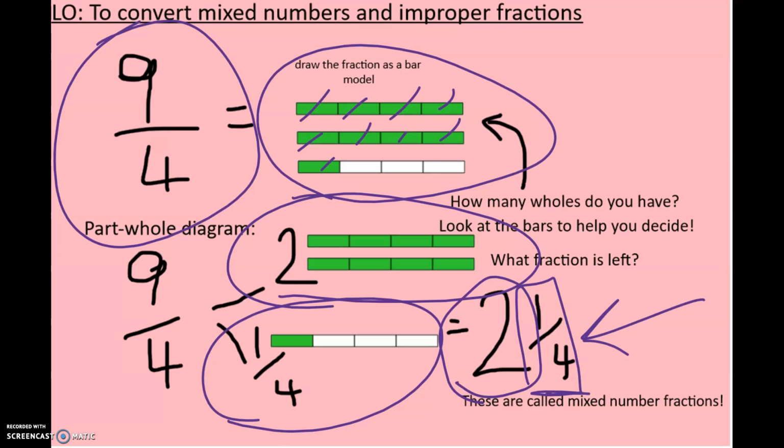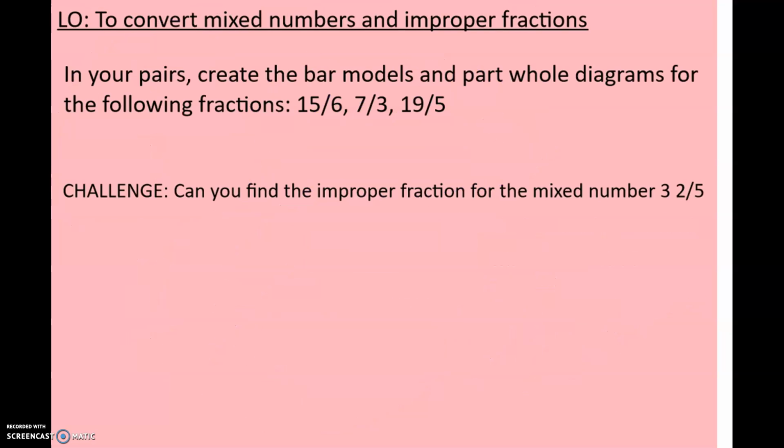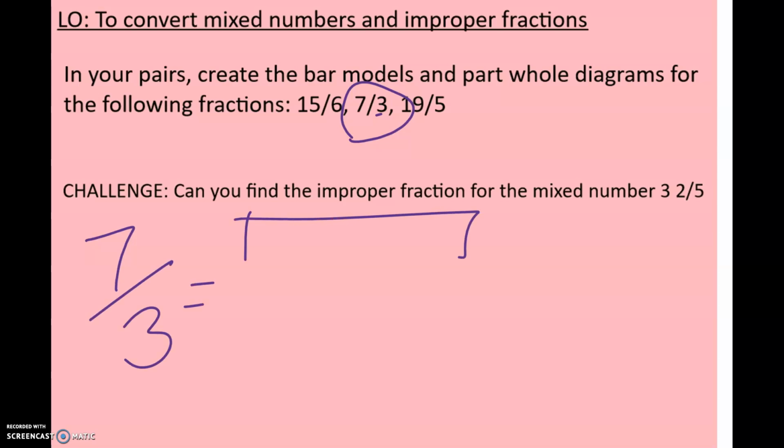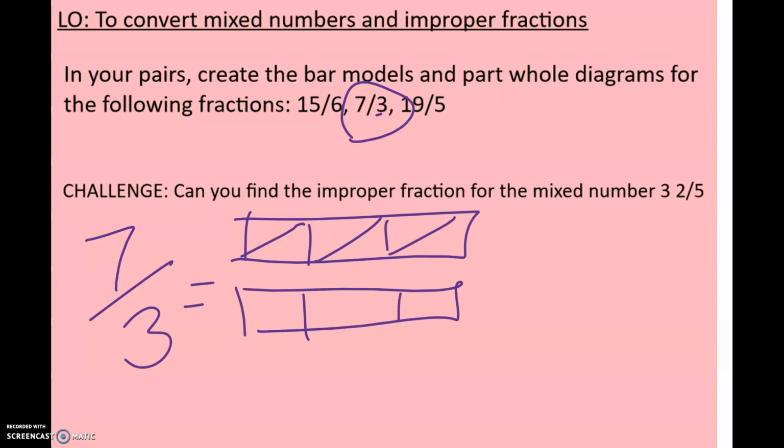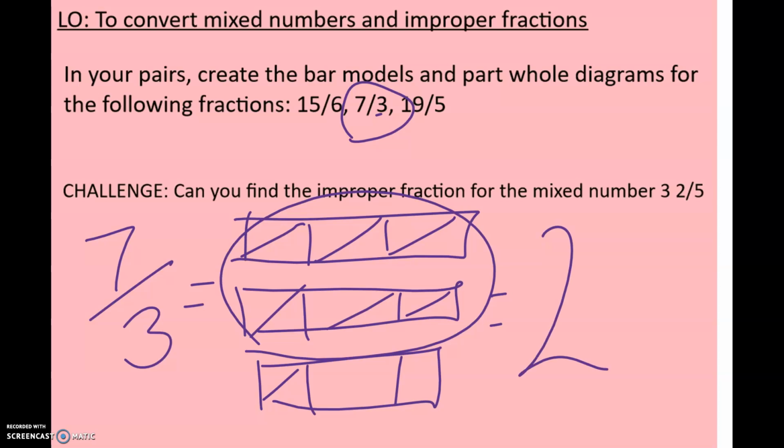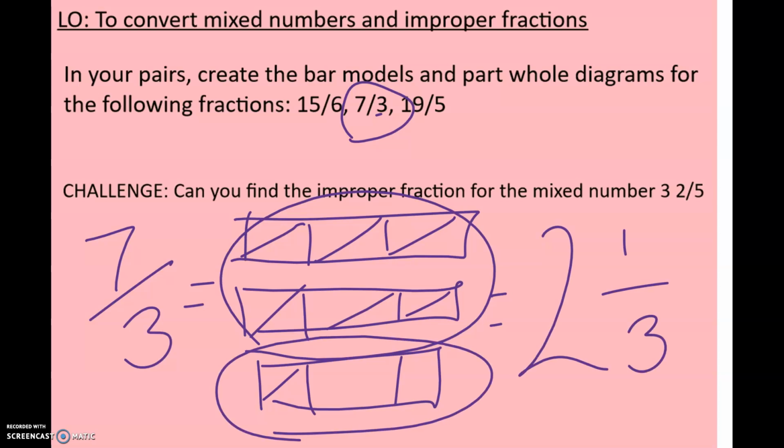It is important when we're writing our mixed number that our 2 is really big and our fraction is smaller. Okay, just as a reminder from yesterday, let's go through one together. Let's do 7/3. I'm going to draw my bar and split it into 3, and I'm going to colour in 7 parts. 1, 2, 3, 4, 5, 6, 7. I can see I have 2 whole bars and 1/3 left over.